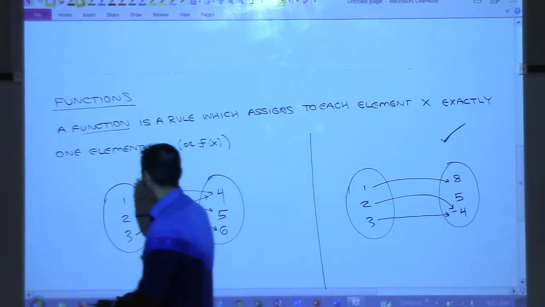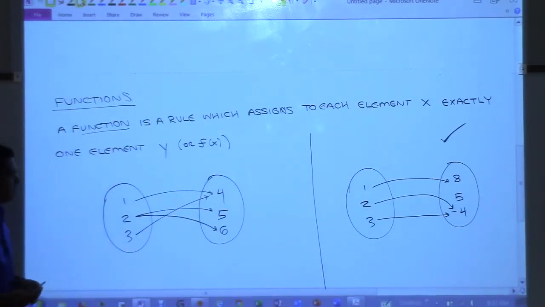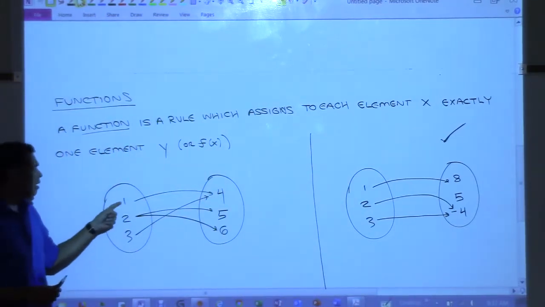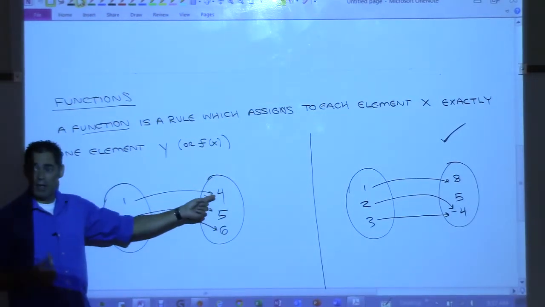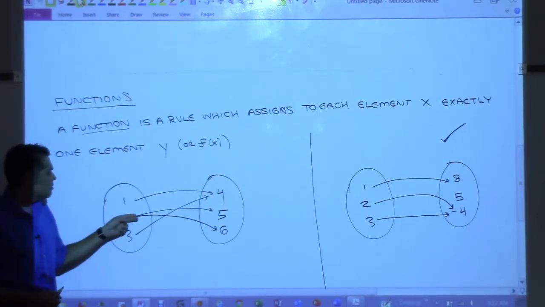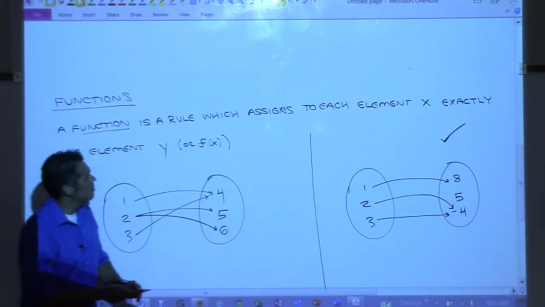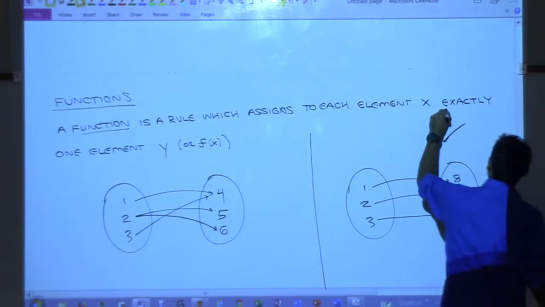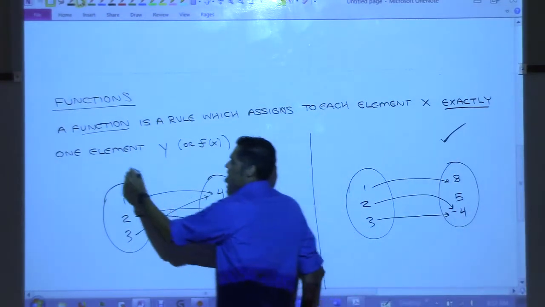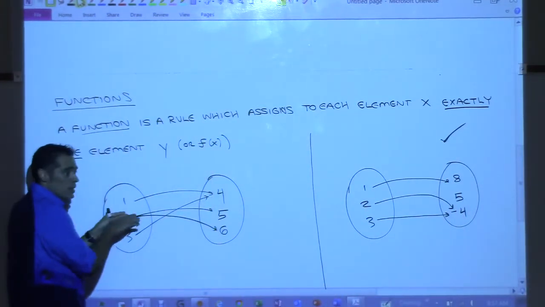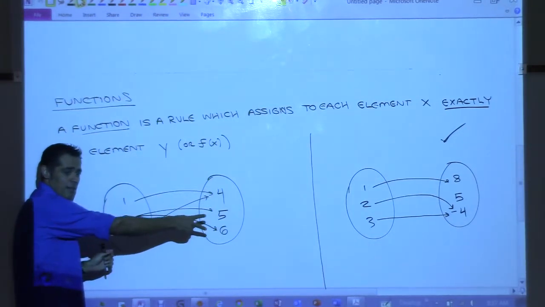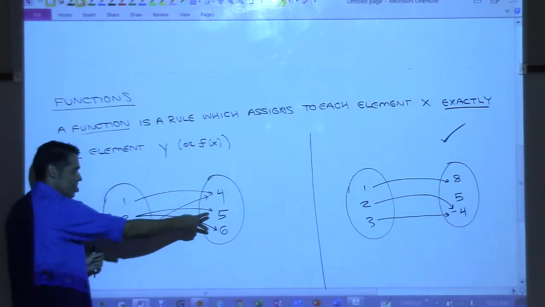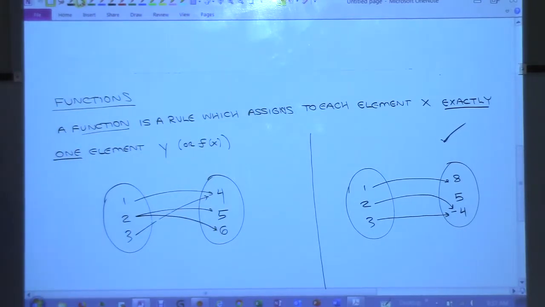Why does this one fail to be a function? Which one though? 2. So 1 goes to 4. That's okay, right? 3 goes to 4. That's okay. 2 goes to 2 different places. And when we say exactly 1, we're saying that it can only go to one place. This is like putting one car in a car wash and getting 2 cars out the other side, right? That'd be a really nice car wash, but yes, that's not allowed. That fails to be a function, all right?